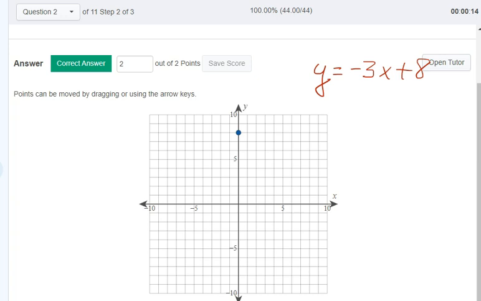Now, they're asking us to graph this. Notice they've put the y-intercept in there already as 8. But now we have to graph our slope on here, keeping in mind that it's a negative slope. So we're going to go over 1 this way to the left and then up. Now we've run out of graph room, so we can also go over 1 this way and then down 3. 1, 2, 3.